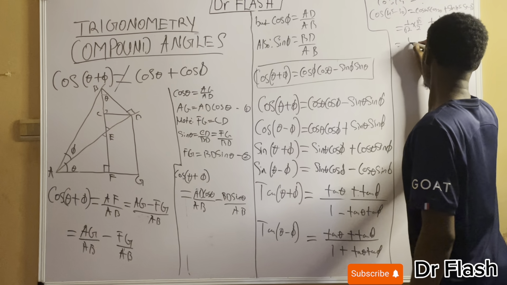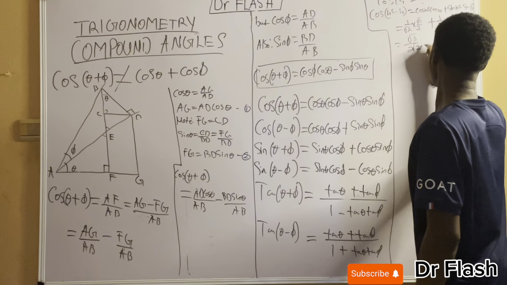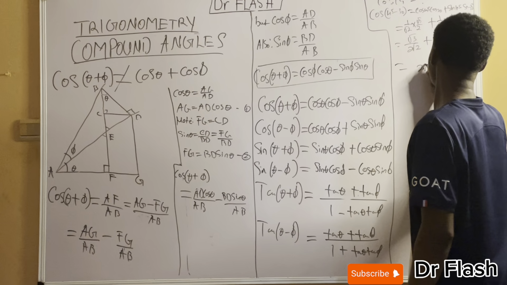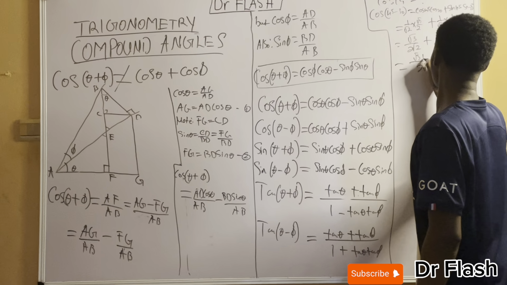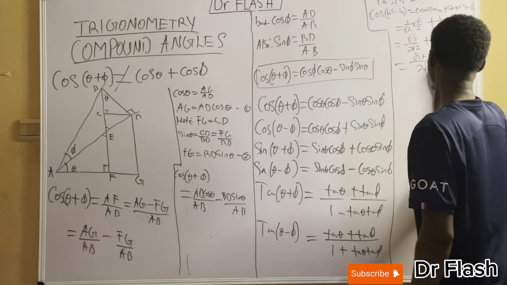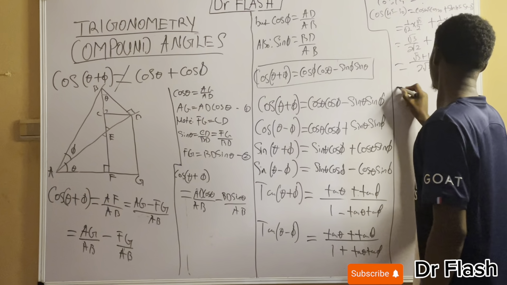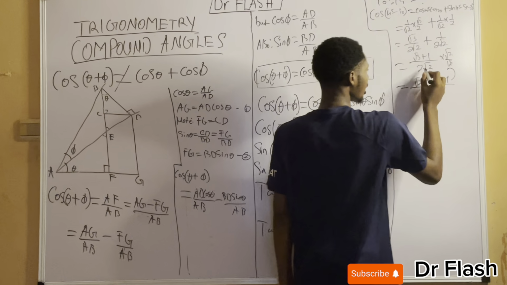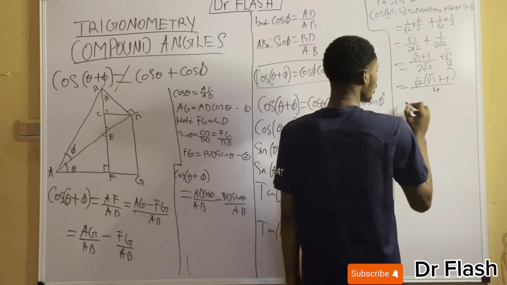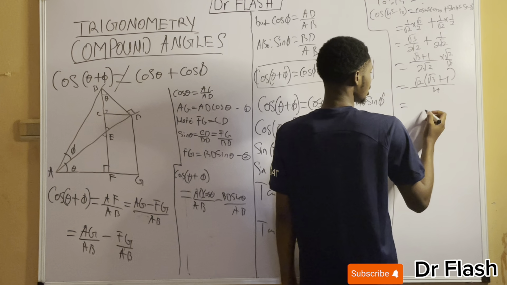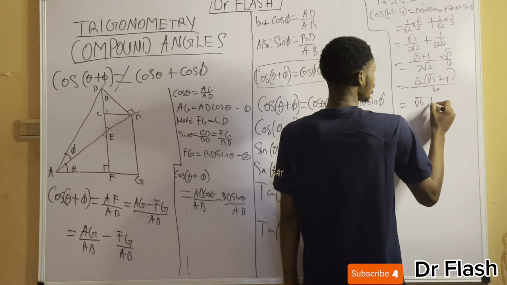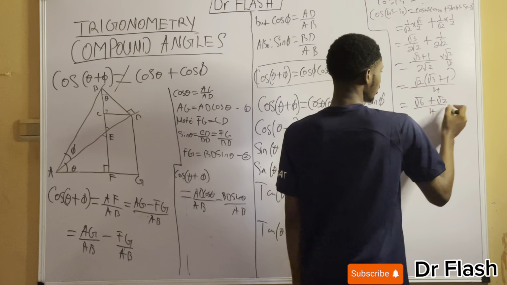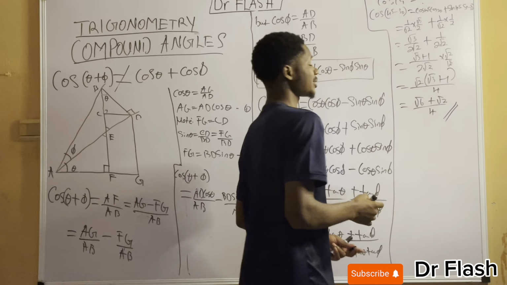From here, this will give us root 3 over 2 root 2 plus 1 over 2 root 2. Okay, LCM is 2 root 2, and then we'll have root 3 plus 1. You can then rationalize, multiply by root 2 over root 2. So this gives us root 2 in brackets, root 3 plus 1, divided by root 2 times root 2, that's 2 times 2, gives us 4. So this is root 2 times root 3, that is root 6 plus root 2, all over 4. Okay, that is the value of cosine 15 degrees.